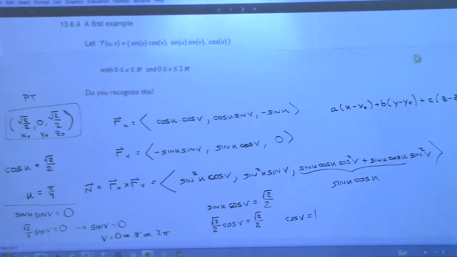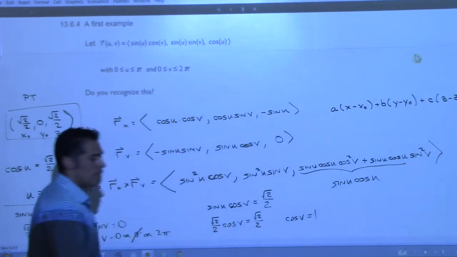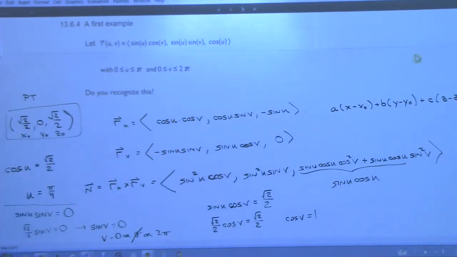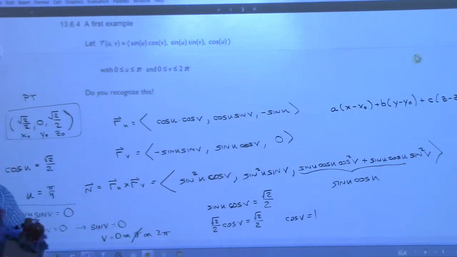So now what can you tell me about v? It's only 0 or 2 pi, right? We can throw out the pi, because cosine of pi is negative 1. So pi will satisfy the second part, but it won't satisfy the first point. Now 0 and 2 pi are going to wind up being the same point because you're drawing the sphere, right? So when you get all the way around, you're back where you started. So we're talking about a unique point on the sphere.